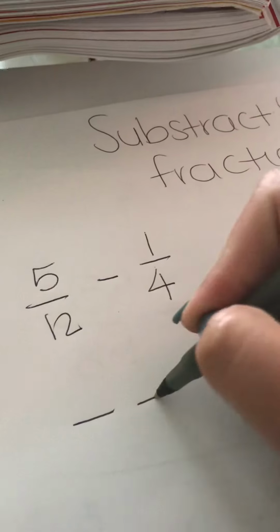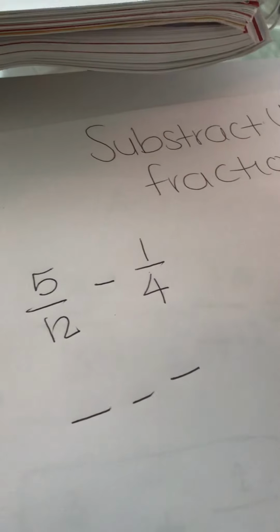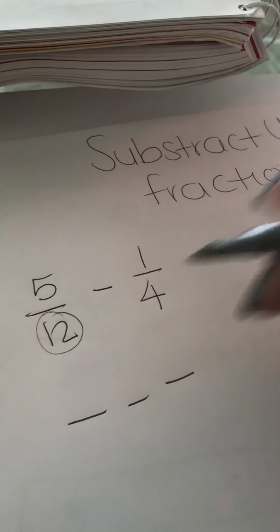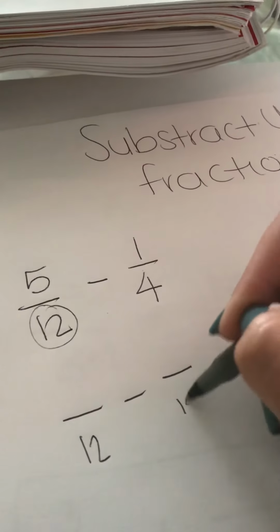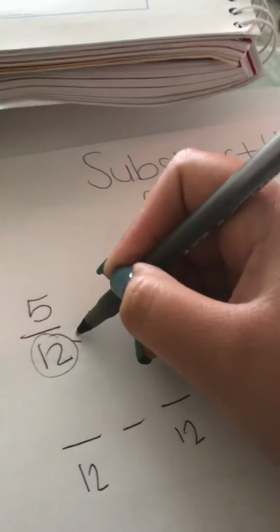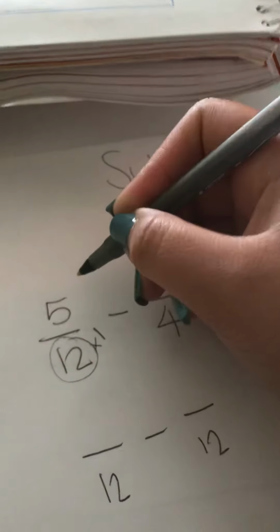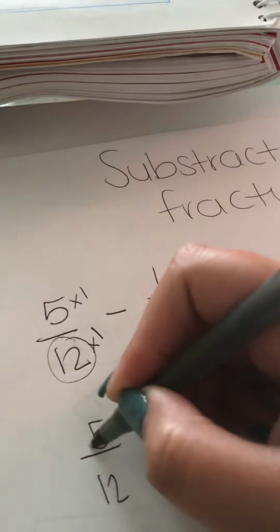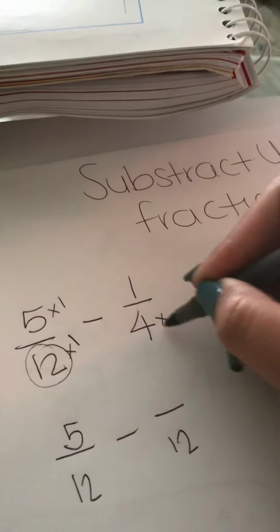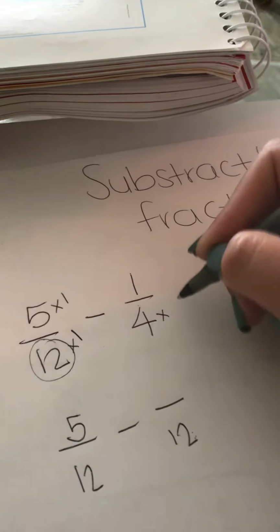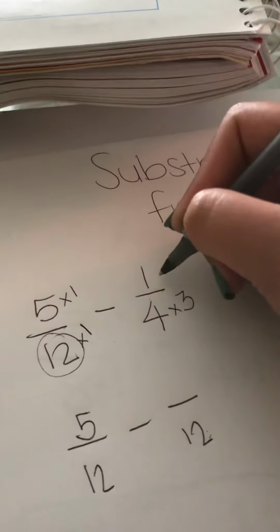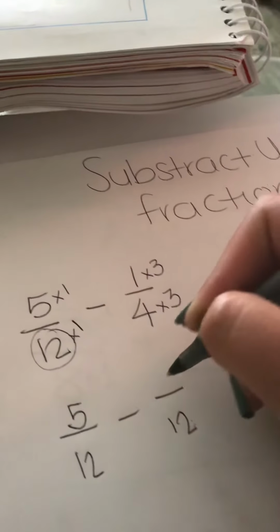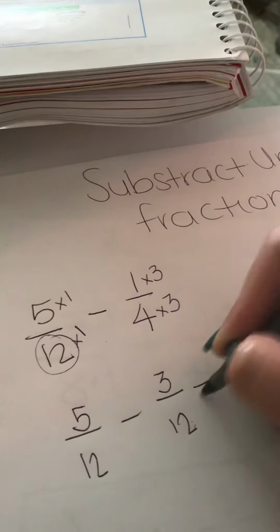In this case, the denominator that they will share will be the number 12. Now, 12 times what gives me 12 will be times 1. So 5 times 1 will be 5. 4 times what gives me 12? In this case it is 4 times 3. So 1 times 3 equals 3.